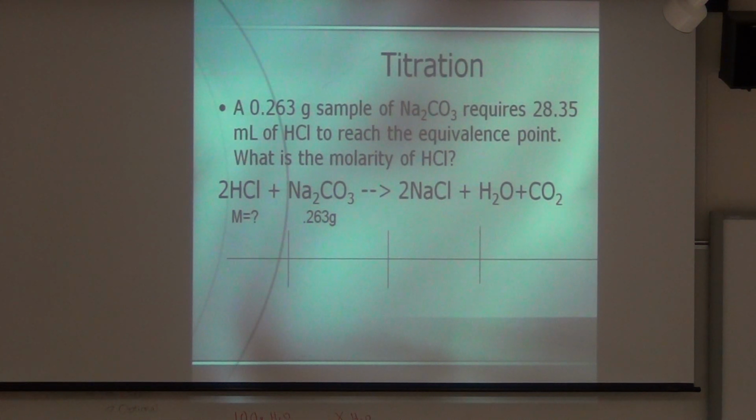So we're starting out with 0.263 grams of sodium bicarb. The only way we can relate our sodium bicarb to our HCl is through moles. So we're going to have to convert our grams to moles. There are 106 grams per mole for sodium bicarb. This equation is already balanced for you. So there's 2 moles of HCl for every 1 mole of sodium bicarb.